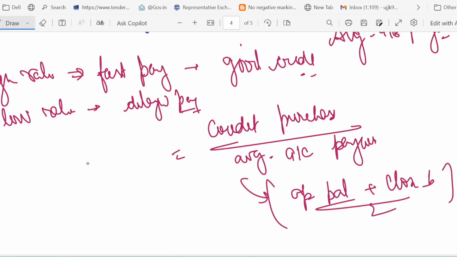So friends, remember, this ratio basically shows how disciplined a company is in paying its suppliers, right? High ratio means quick payment. Low ratio could mean delayed payment or simply longer credit terms. I hope you like this explanation.